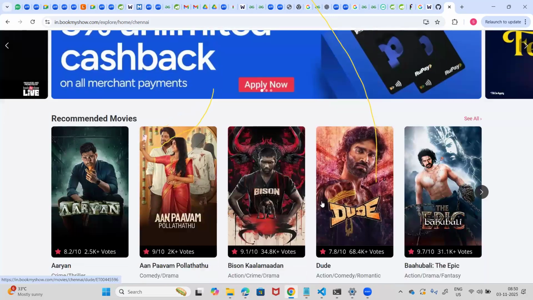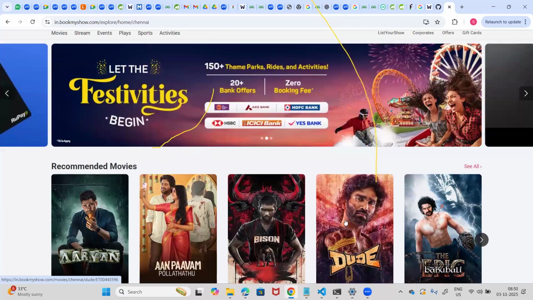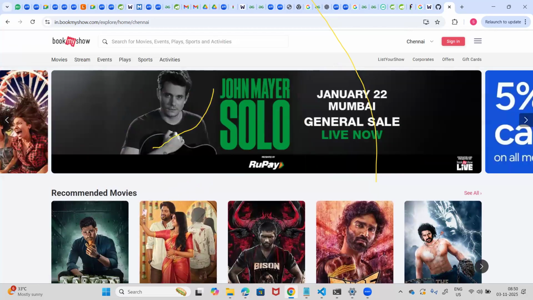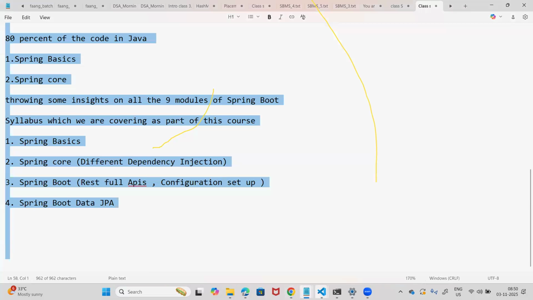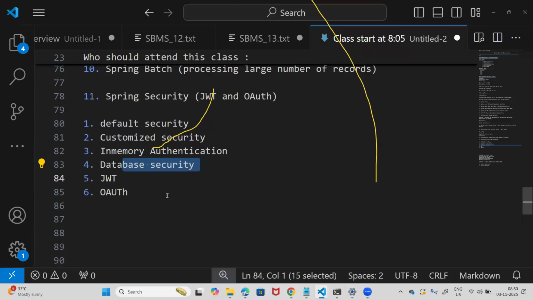Guys, how many watched the movie Dude here? I watched, guys. But it is not that as expected, right? I expected it at the level of Dragon, okay, but nothing is there like that.